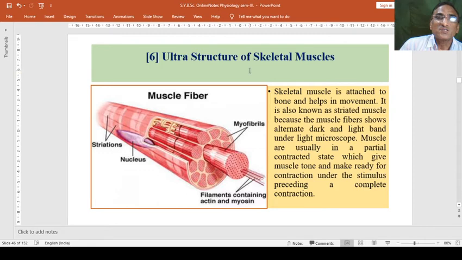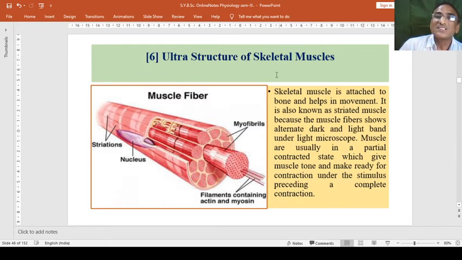As the nerves are specialized tissues or cells, skeletal muscles are also a specialized type of muscle among the different types of muscles. The basic types of muscles are skeletal muscles, smooth muscles, and cardiac muscles, or we can say voluntary muscles, involuntary muscles, and cardiac muscles. These are the three different basic types of muscles.